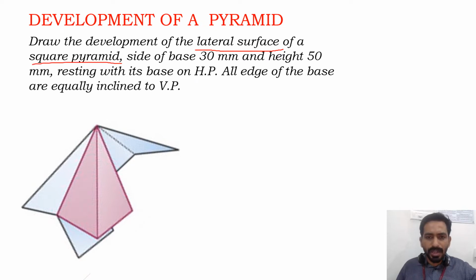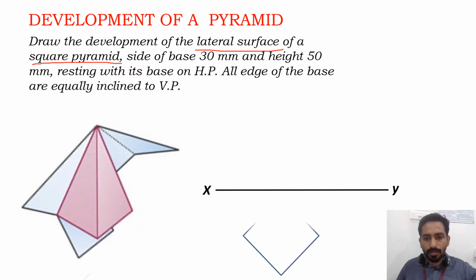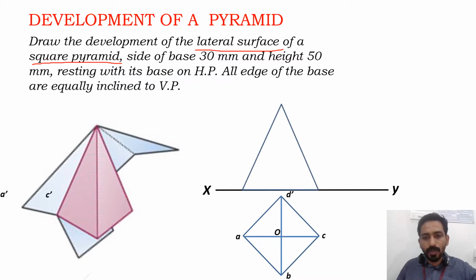Okay, so it says that all the base edges are equally inclined to VP. So you can see the simple position will be like this. We call it a corner condition, where all the base edges are equally inclined at 45 degrees to the vertical plane. Vertical plane is represented as the XY line. So next we have the corresponding front view. Okay, you can see that here the front view is drawn.